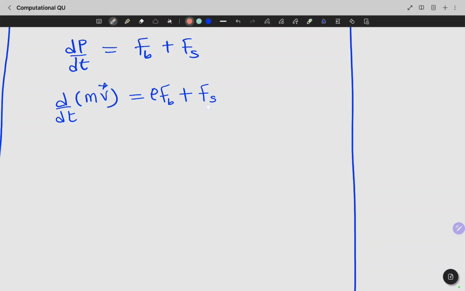It's really important for us to clarify. This guy is acting on the surface. This guy is acting on the body, or you can say in the volume. This is the real momentum you're measuring. Now, that is for a unit mass.